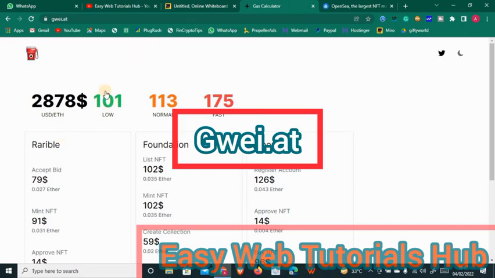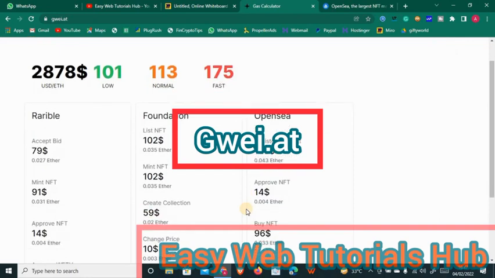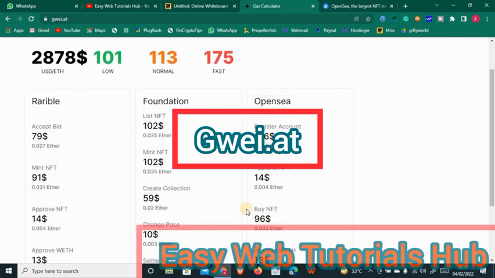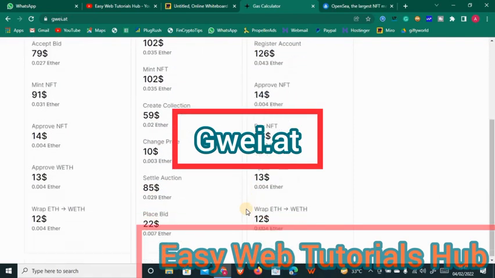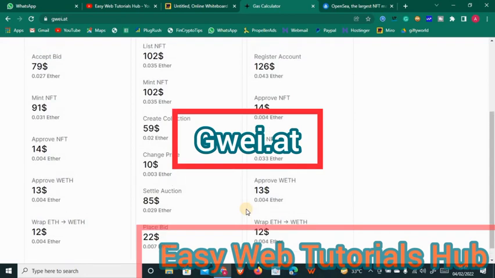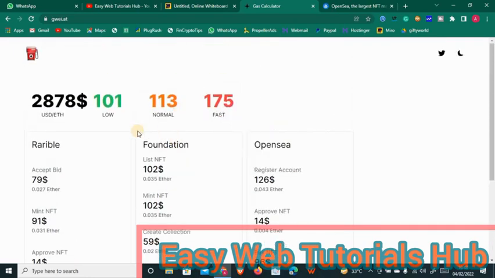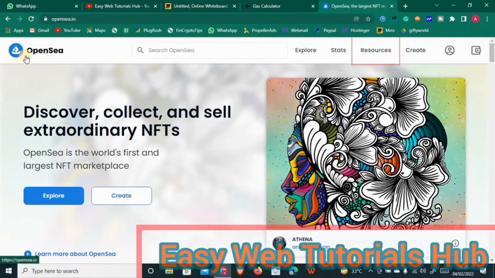Looking at two websites here, before you can purchase anything that has to do with NFTs, you need to know the gas price. What they're going to be charging you for the gas price. So here on this website you can get it exactly. Look at the website closely and you'll be able to understand. And you're going to be seeing the NFT platform, where you can also buy all of those things.